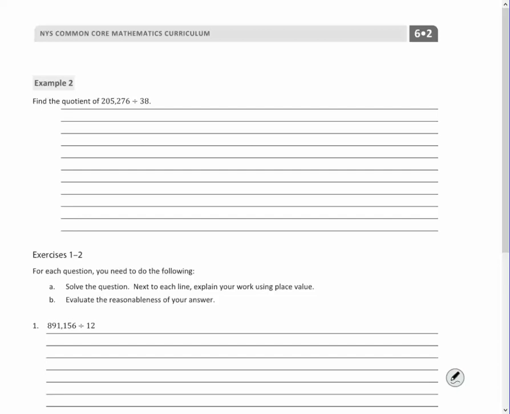Find the quotient of 205,276 and 38. So again, we've got to determine which one goes into the gazinta. All right, so this number is being divided by this number. So 38 is the one doing the dividing. That's the divisor. So we are putting that on the outside. The 205,276. Make sure you spread those numbers out because you don't want to jam them in there. Like, this is not the day to use a size 2 font.